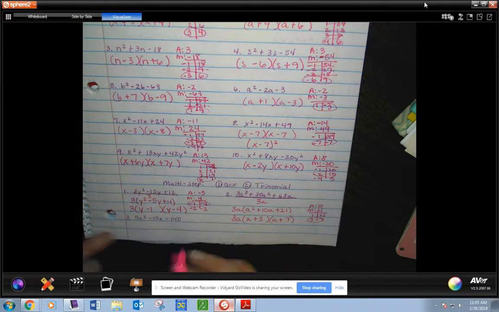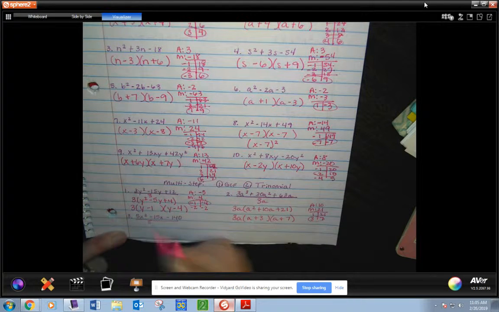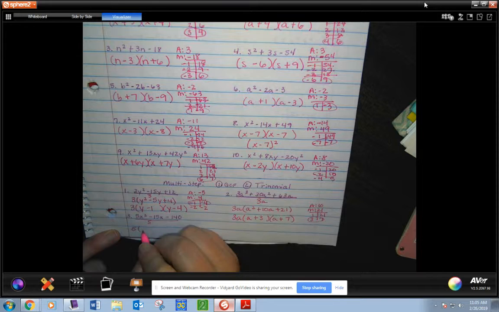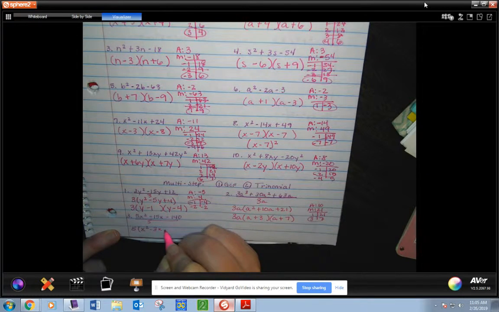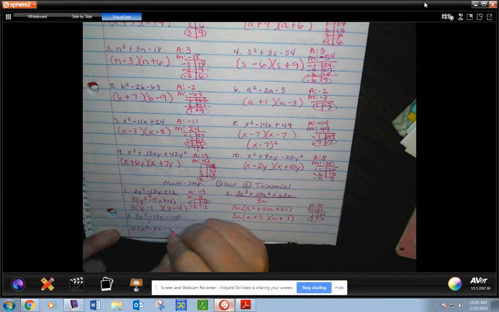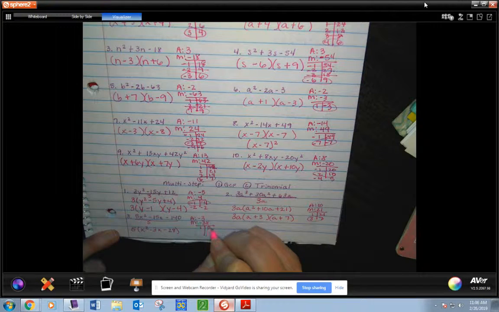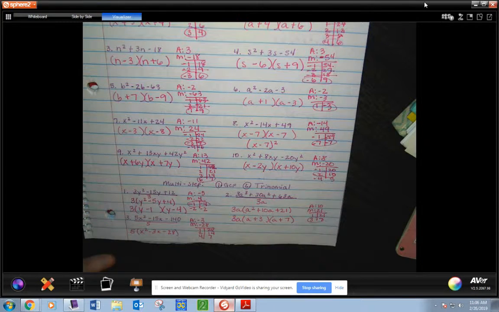Okay, last one, I got 5x squared minus 15x minus 140. First thing I'm going to do is divide by 5, and that leaves me with a 5 on the outside. When I divide, I get x squared minus 3x minus 28. Okay, I'm going to add to negative 3, but multiply to negative 28. So there's 1 and 28, 2 and 14, 4 and 7, and that's all of my multiples.